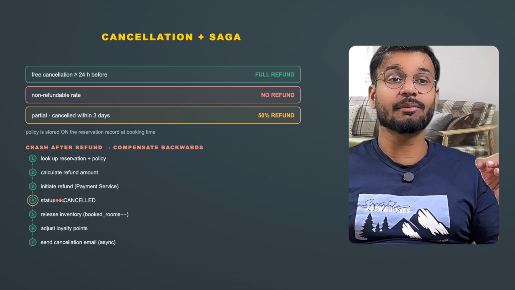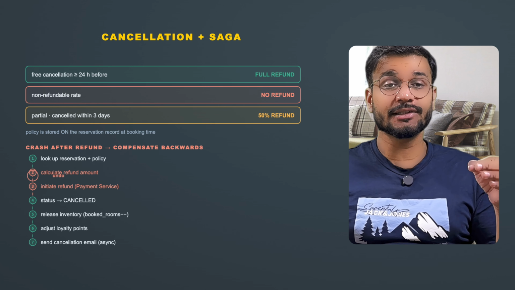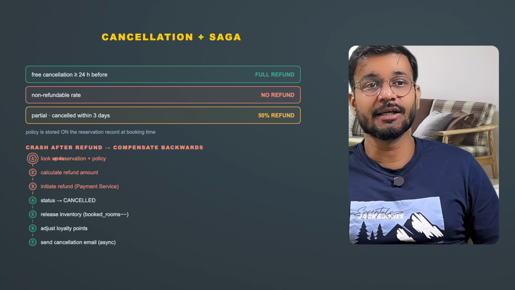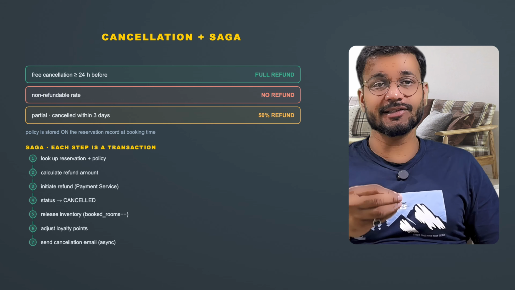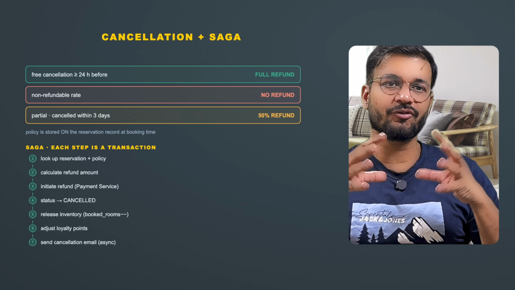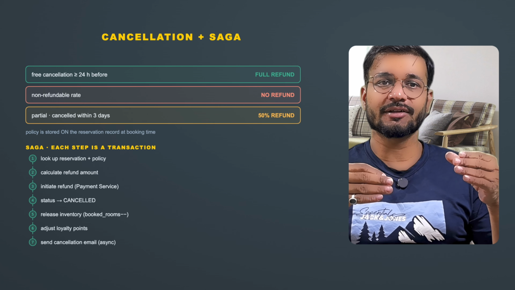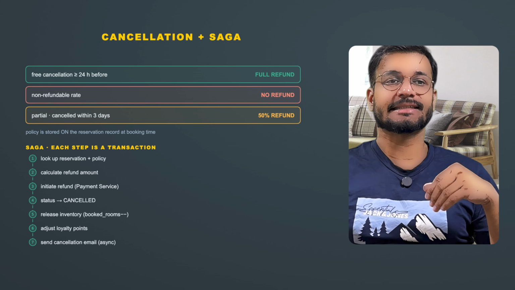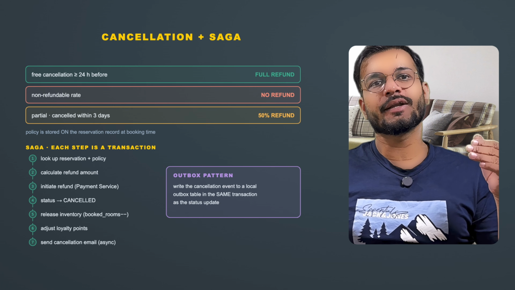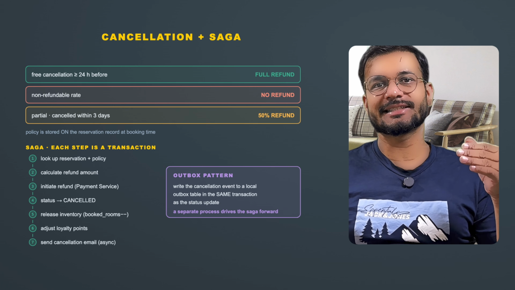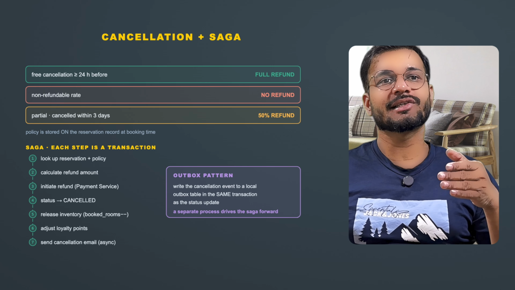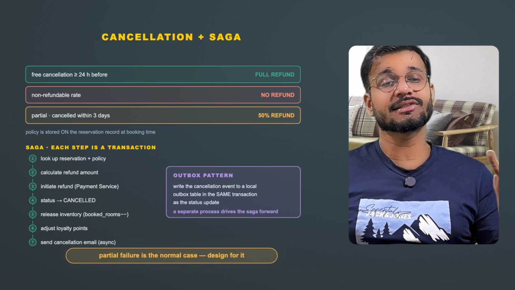Now, this is a multi-step operation. If we crash in the middle, say after refunding but before releasing the inventory, we have a mess. So how do we handle this? We handle this using the Saga pattern. Now, each step is a transaction. If a step fails, we run the compensating transaction for the steps that already succeeded. We use an outbox pattern here. Write the cancellation event to a local outbox table in the same transaction as the reservation status update. A separate process publishes the event and drives the Saga forward.